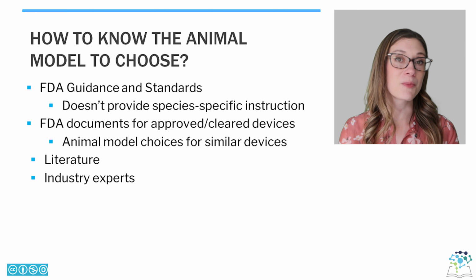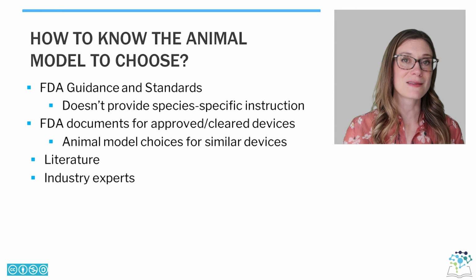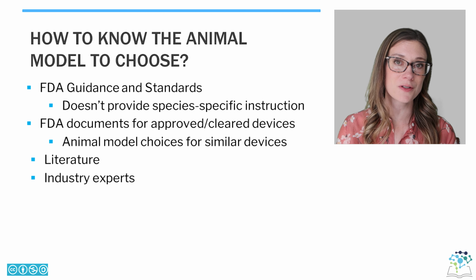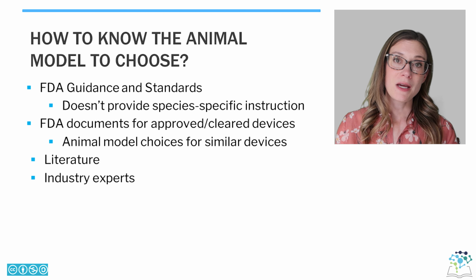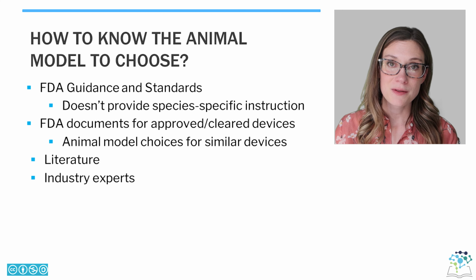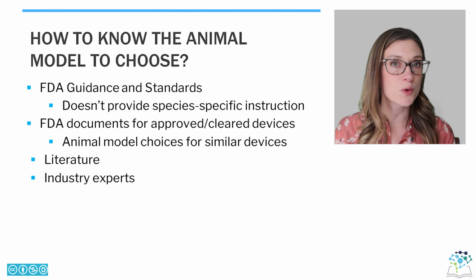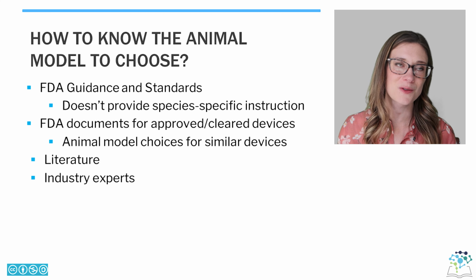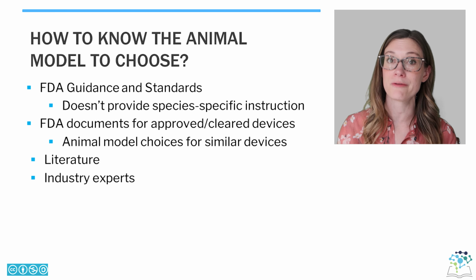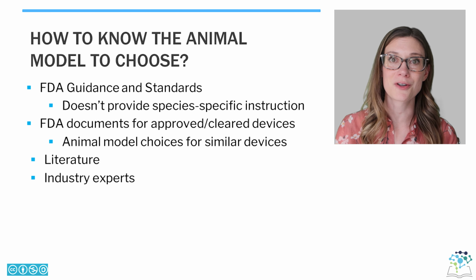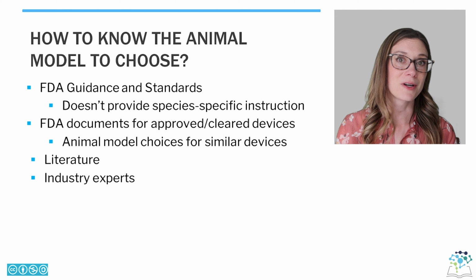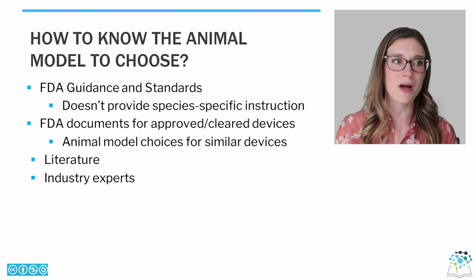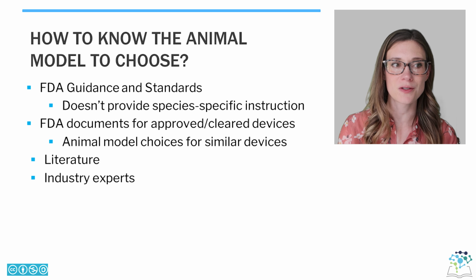Well, there are a few sources of information that we can look at. I've listed some of them here. The first on my list is FDA guidance documents and standards. The FDA generates guidance documents. They don't generate standards. Standards organizations do that, but the FDA chooses which standards they'd like to recognize, or in other words, which ones they would like you to follow when you're doing testing for your device application. However, as you'll see, these guidance documents and standards often do not provide species-specific instructions.